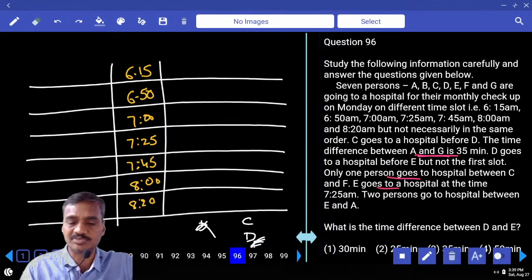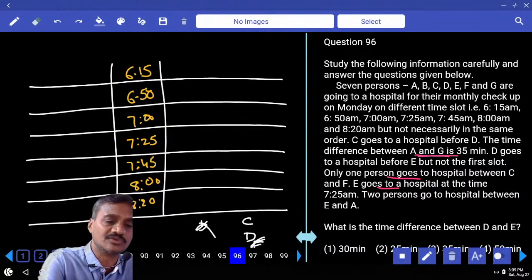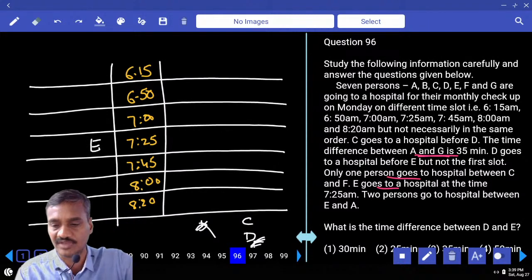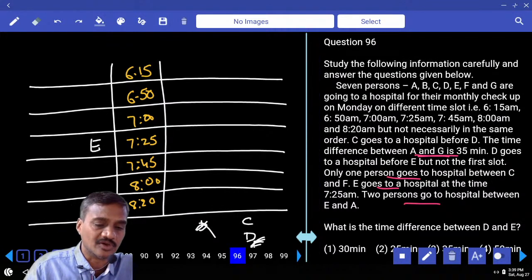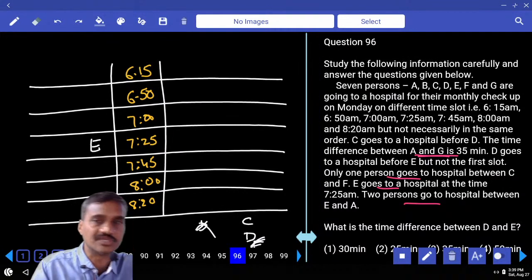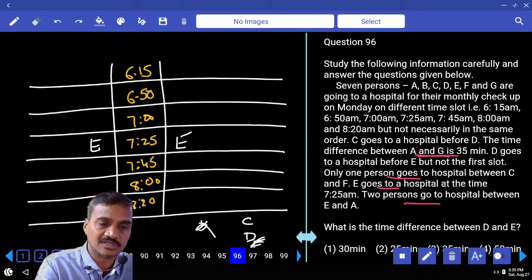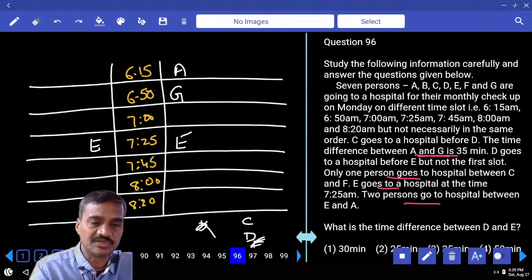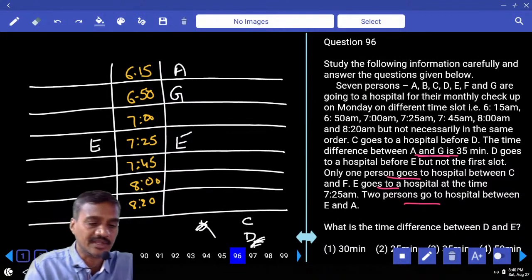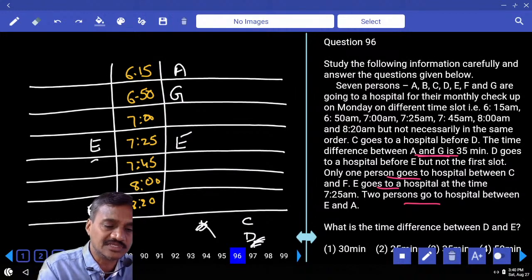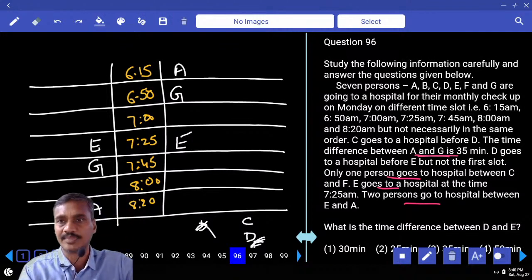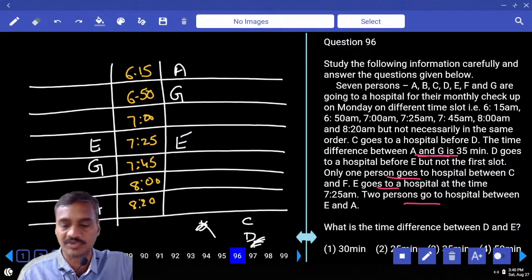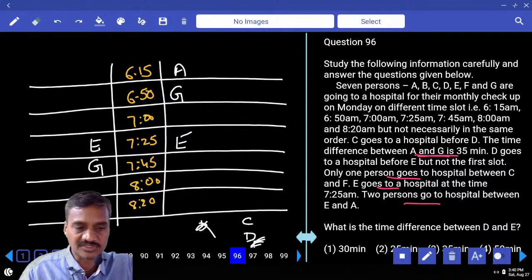E goes to a hospital at 7:25. This is crucial information. And between E and A there must be exactly 2 persons. E is here, A is here. If A is 6:15, the difference between A and G is 35 minutes. And if A is 8:20, G is 7:45. So how many possibilities do we have? 2 different possibilities. Then next, C, D and F.